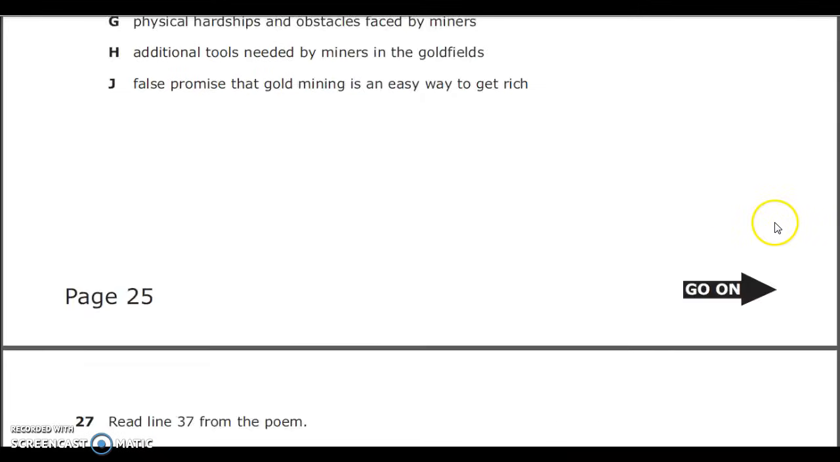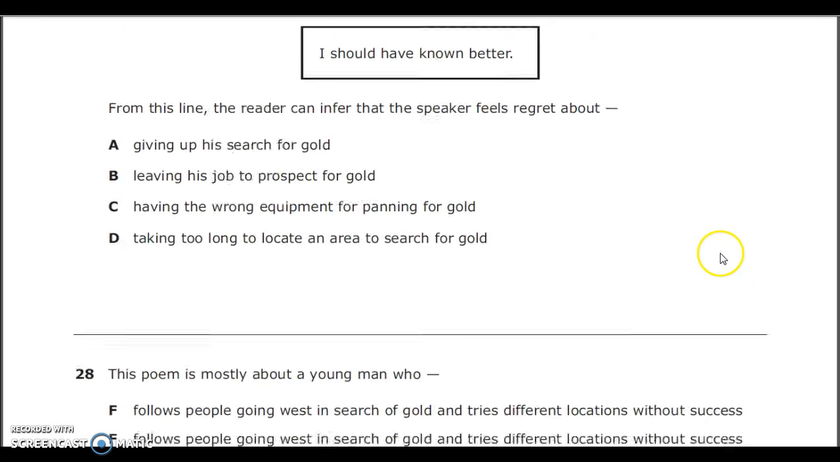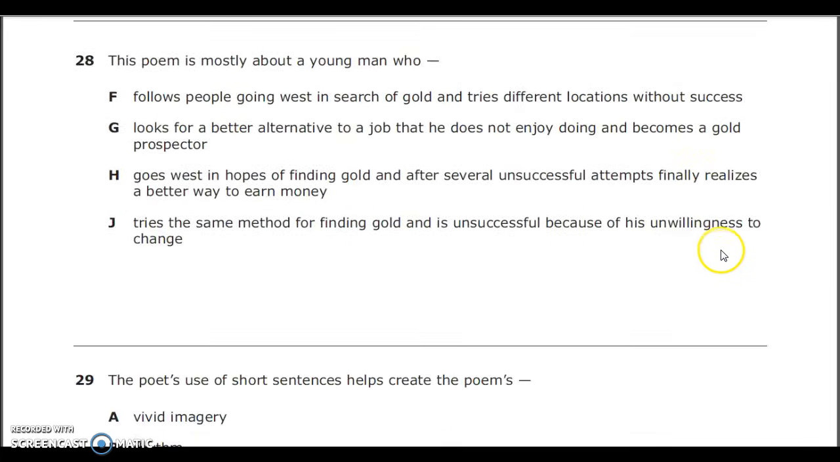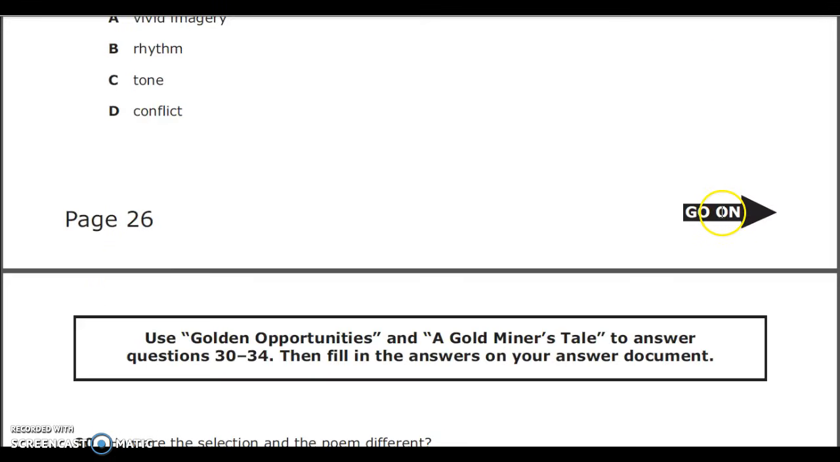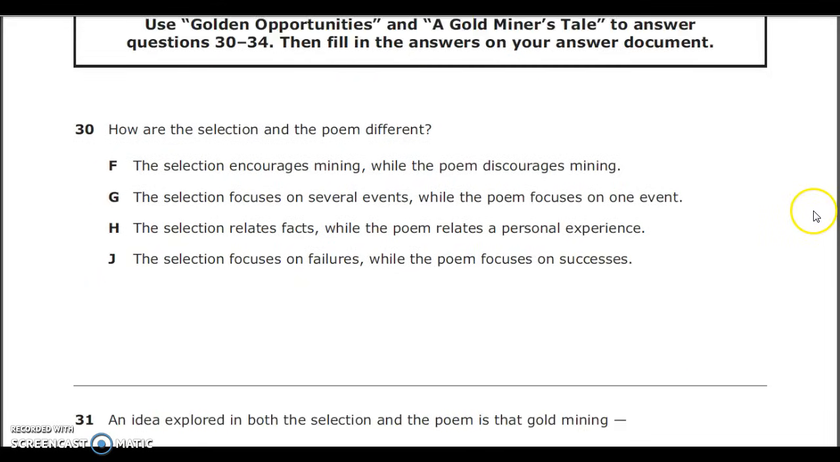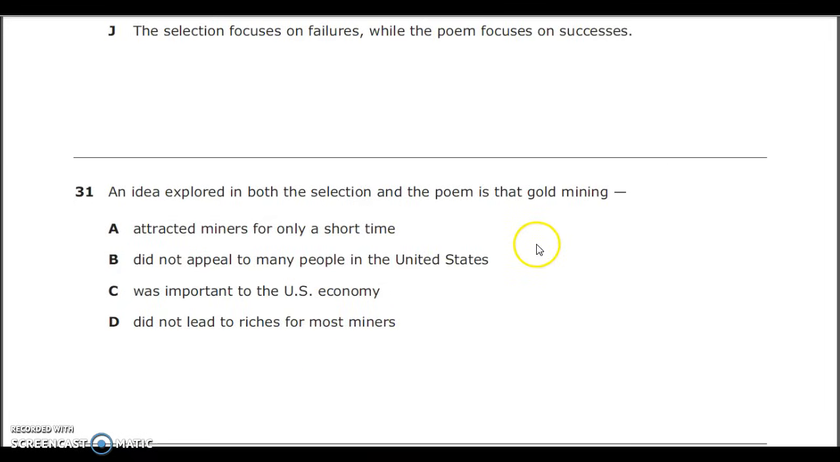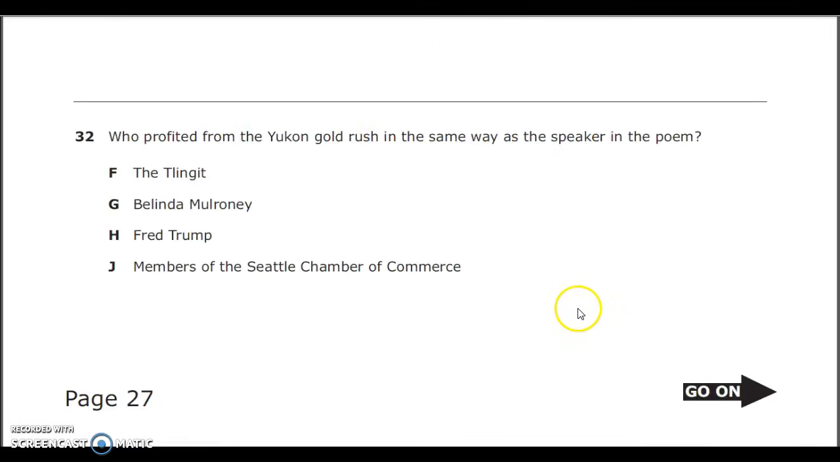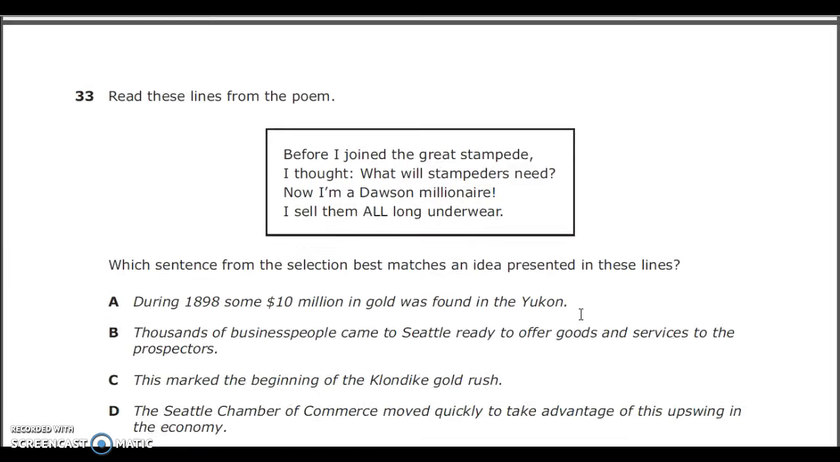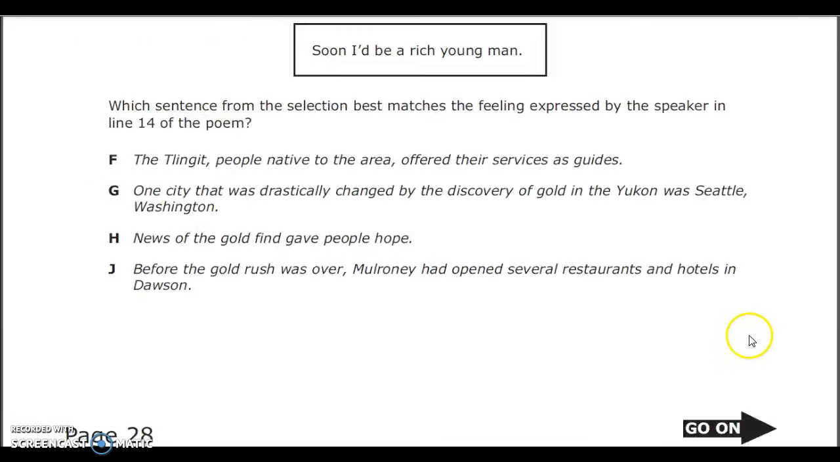This one's asking about repetition. Here's another line. From this line, the reader can infer. So lots of inferencing with poetry. The main idea of the poem. And here we go. For both selections, you have to understand how they are different. An idea explored in both, meaning how are they alike? And then how could the characters fit together or some of the text evidence fit together? So those are things to keep in mind when you're reading.